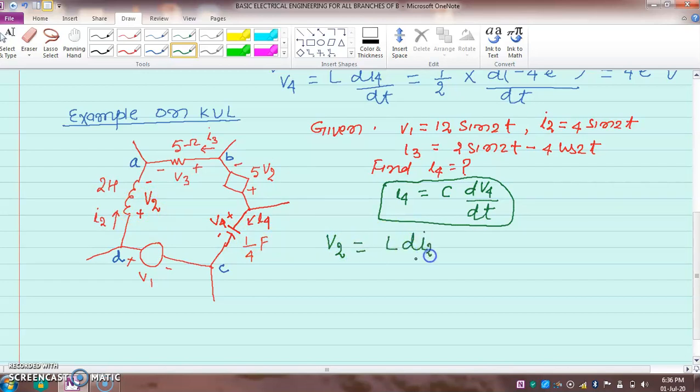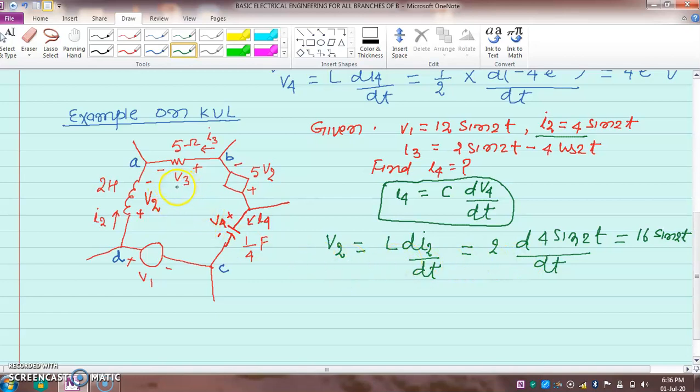di2 by dt. L is how much? L is 2. I2 is given as 4 sin 2t. So differentiation of 4 sin 2t with respect to t, 2 will come outside. So 8 multiplied by 2, 16 sin 2t. So V2 is calculated.